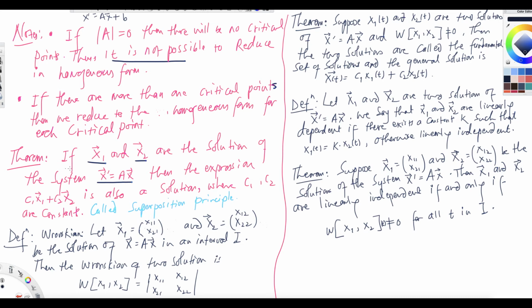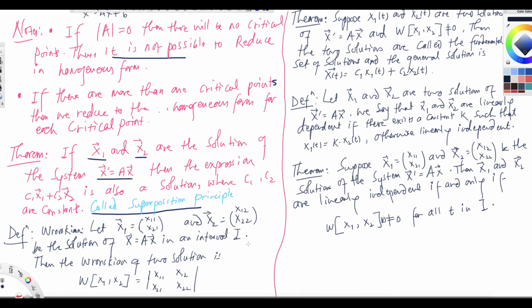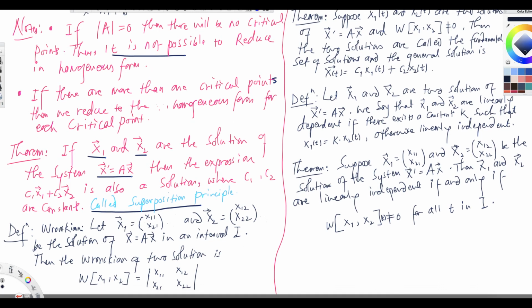So if they are separately solutions, then their combination c1 x1 plus c2 x2, with constants c1 and c2, that combination is also a solution. That's what it is saying. So this is called the superposition principle. Okay, next is the definition of the Wronskian.